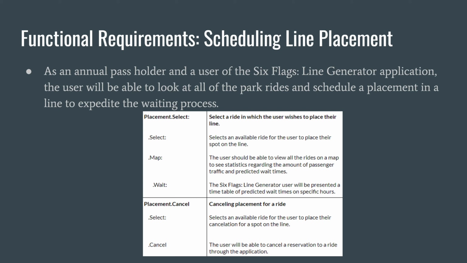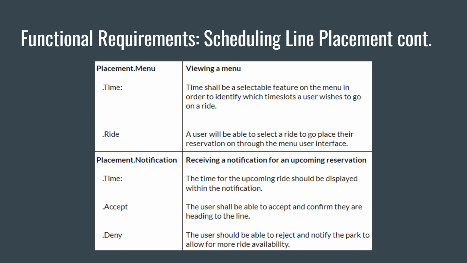Okay, and the wait time, they can see the timetable of predicted wait times for specific hours. They can also cancel their placement for a ride. The select function will select an available ride for the user to place their cancellation for a spot on the line. The user will also be able to cancel a reservation to a ride through the application.